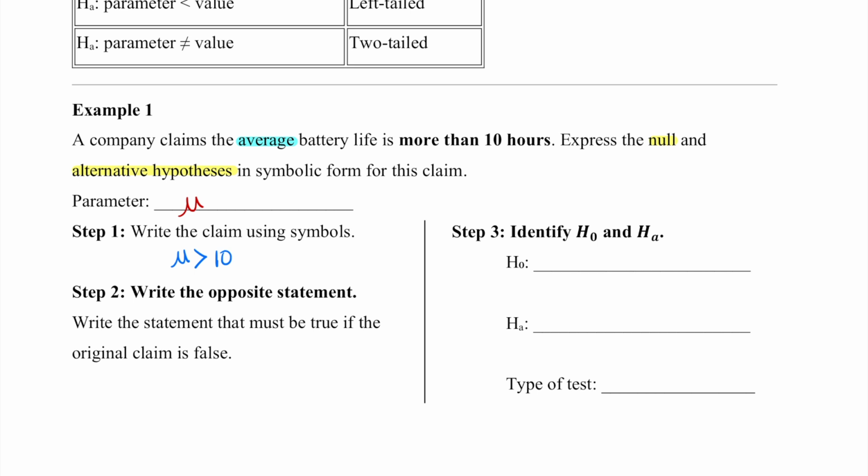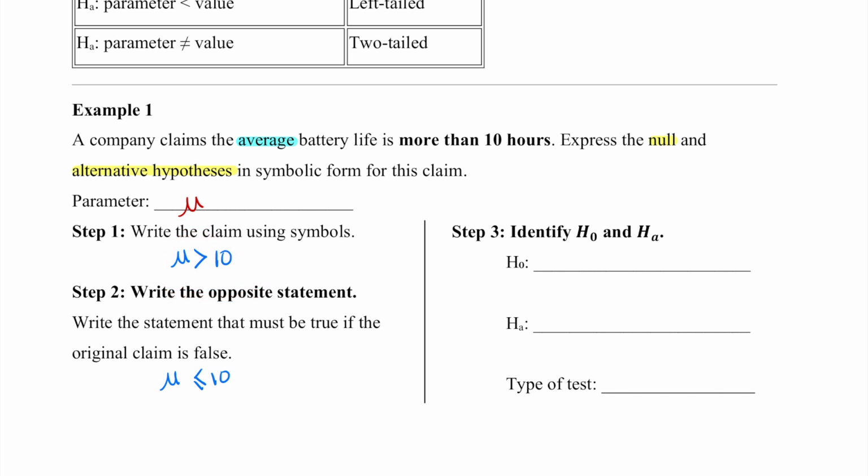Step 2. Write the opposite statement. So I want the opposite statement of the original claim. Think of the opposite statement as everything that is not included in the original claim. If the average battery life is not greater than 10 hours, then it must be 10 hours or less. So we have mu is less than or equal to 10. Notice that we include the equal sign because if the average battery life is exactly 10 hours, then the original claim of more than 10 hours would not be true.